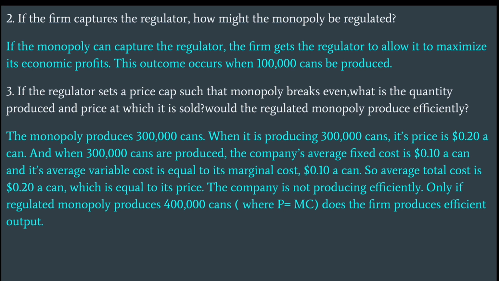The monopoly produces 300,000 cans. When it is producing 300,000 cans, its price is $0.20 a can, and the company's average fixed cost is $0.10 a can and its average variable cost is equal to its marginal cost, $0.10 a can. So average total cost is $0.20 a can, which is equal to its price. The company is not producing efficiently. Only if the regulated monopoly produces 400,000 cans, where P is equal to MC, does the firm produce the efficient output.